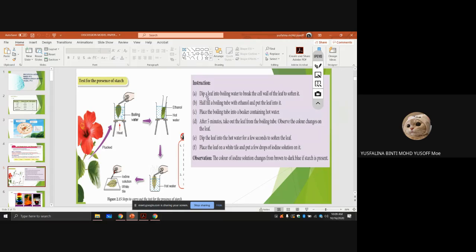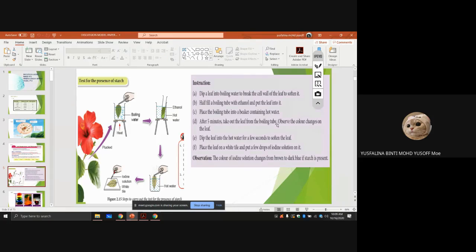First, you dip a leaf into boiling water. What is the function? Dipping it in boiling water is to break the cell wall. Second, half fill a boiling tube with ethanol, the alcohol, and put the leaf into it. This is to take out the chlorophyll. Then place the boiling tube into a beaker containing hot water. After 5 minutes, you take out the leaf.